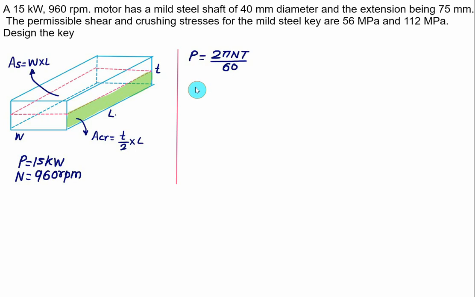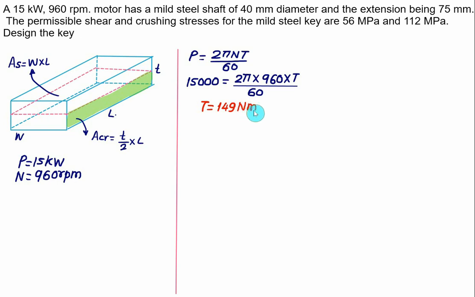So we have power, the same as 15 kilowatt, is 15,000 watts equal to 2 pi, with rotational speed equal to 960, multiplied by torque, divided by 60. Indirectly here the torque transmitted is given to us. So this value of torque comes out to be 149 Newton meter. But for calculation you have to use Newton mm.